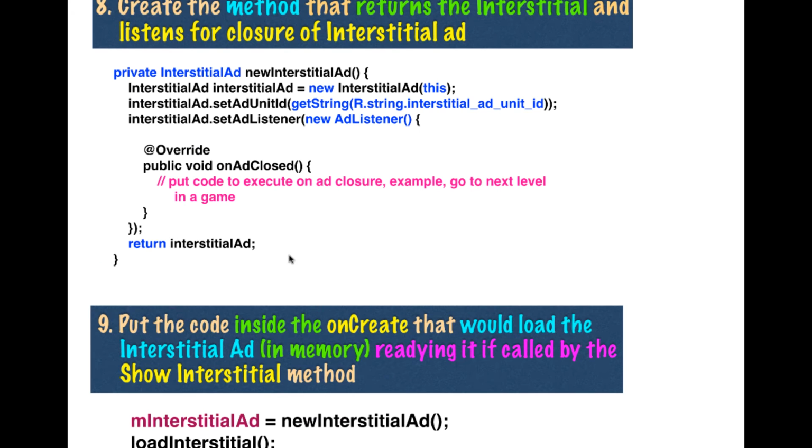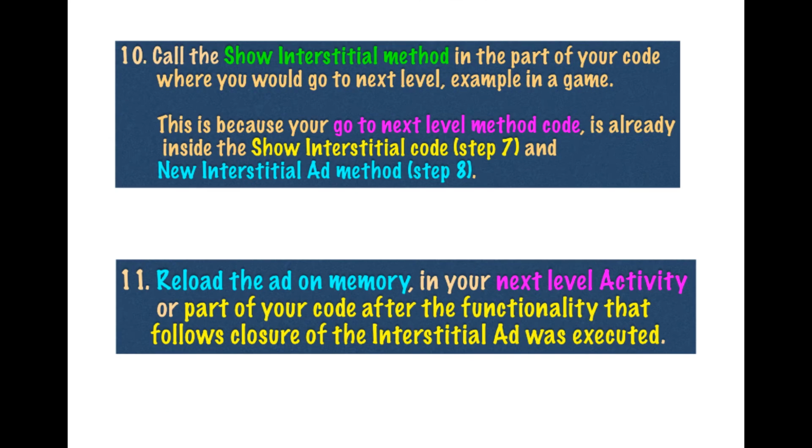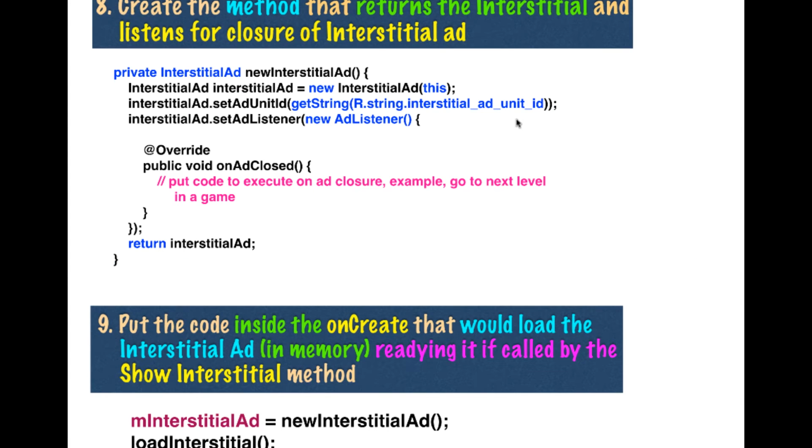And on number 8, if the ad did show but the user closes it, you have to go again to the next level of your game. So you have to put that code to here, this line. So you have to call the show interstitial method in that part of your code. So why show interstitial method only when you also have put the code on number 8?